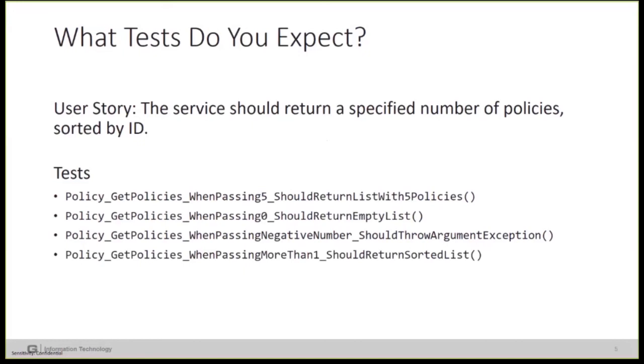Also, policy, get policies when more than one should return a sorted list. So here's where you actually check the sorting. The sorting might be something that you'd miss. Now this is a short one, so you probably won't miss it. But if it's more involved and you have that sorted by ID embedded somewhere in there, it'd be easy to miss that. Okay? So you've got to watch all of the requirements.